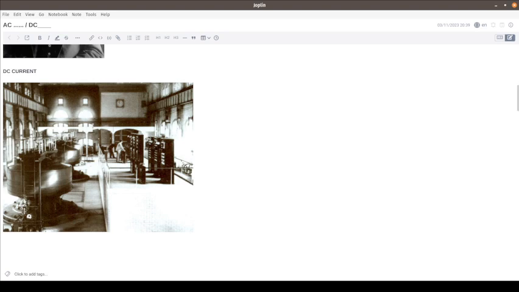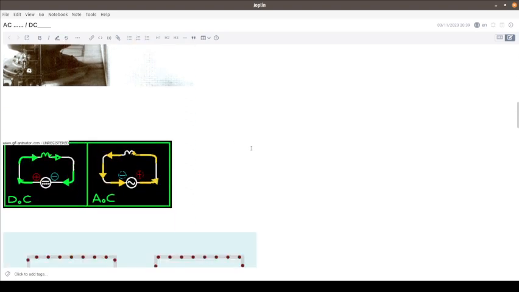Somehow you can see the power station also like this. So let's get to the point. You may be bored, right? So let's start about AC and DC, direct current and alternating current. DC, let's see DC first.